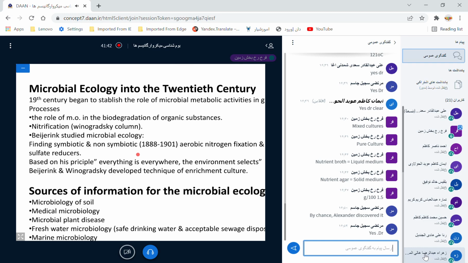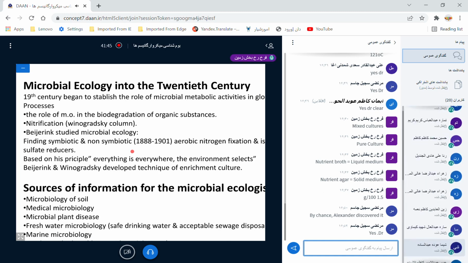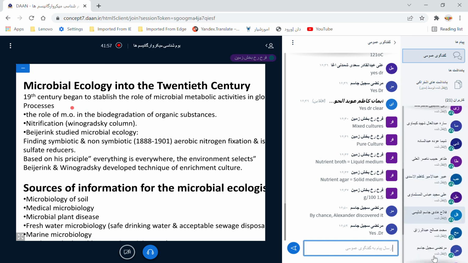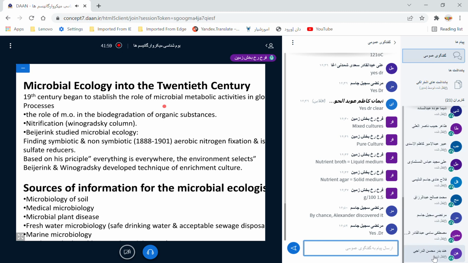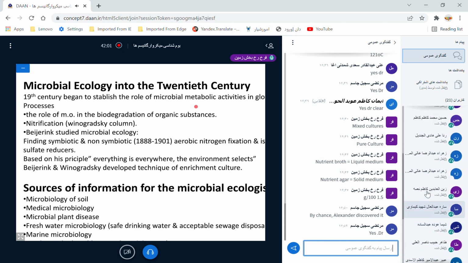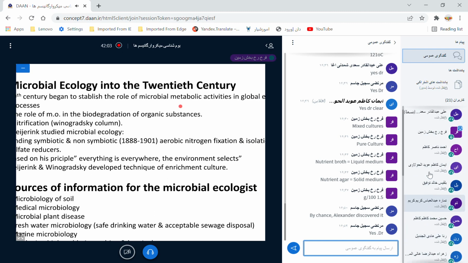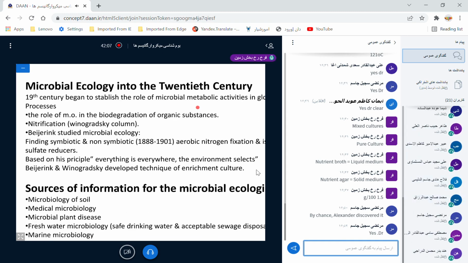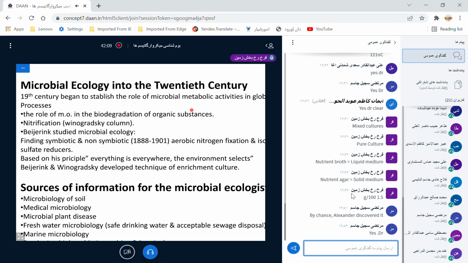Technology in the 20th century and in our century right now began to establish the role of microbial metabolic activities in global ecological processes, the role of microorganisms in the biodegradation of organic substances.